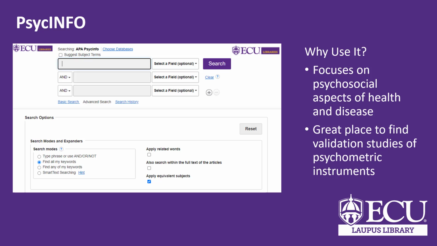PsycINFO is an excellent resource for inquiries related to the psychosocial aspects of health and diseases, as well as psychiatry, psychology, and sociology. Use this resource when you have inquiries related to how people feel about themselves, their environment, states of wellness or disease, one another, or external circumstances. This is also an excellent resource for finding validation studies of psychometric instruments.